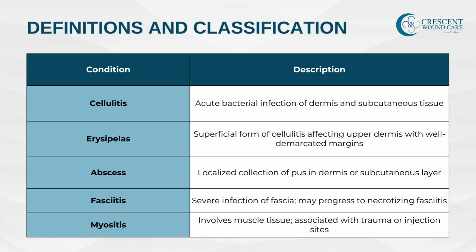Abscesses are localized collections of pus surrounded by inflammation. They may require incision and drainage rather than systemic antibiotics alone. Fasciitis and myositis are deep infections involving the fascia, connective tissue, and muscle, respectively. These are medical emergencies and require urgent surgical evaluation. Understanding which type of infection you're dealing with helps determine the urgency and type of treatment. For example, cellulitis may respond to oral antibiotics, while fasciitis needs immediate debridement and broad-spectrum IV antibiotics.